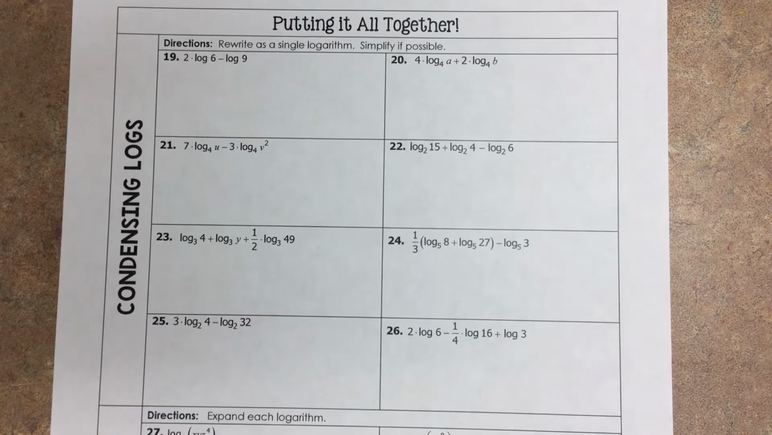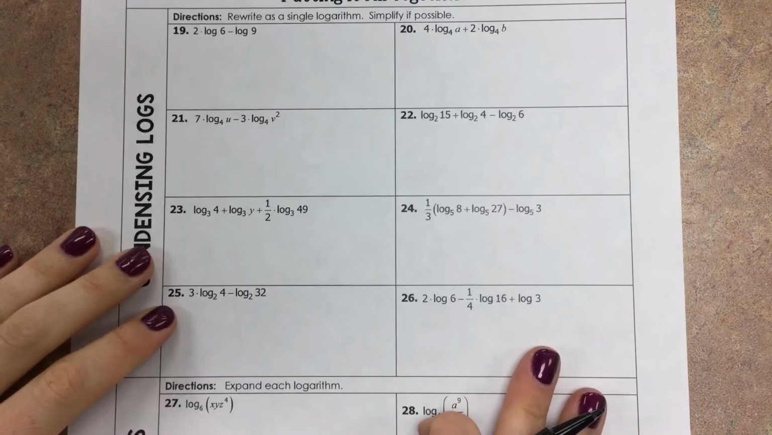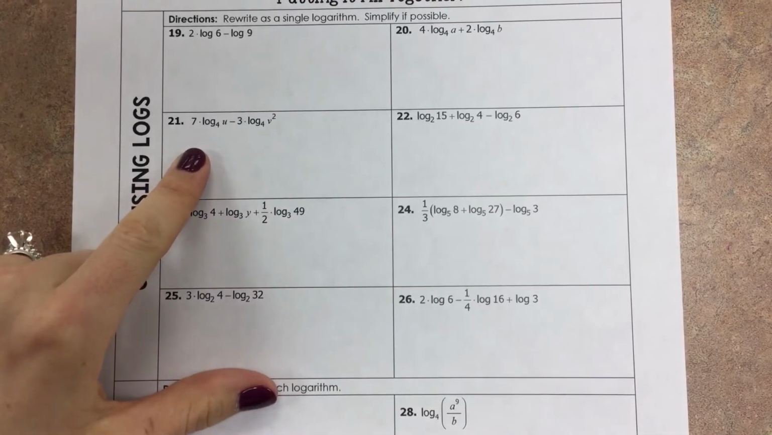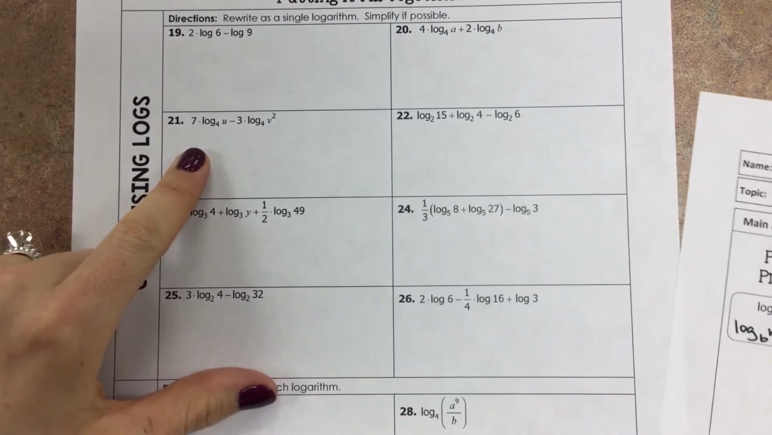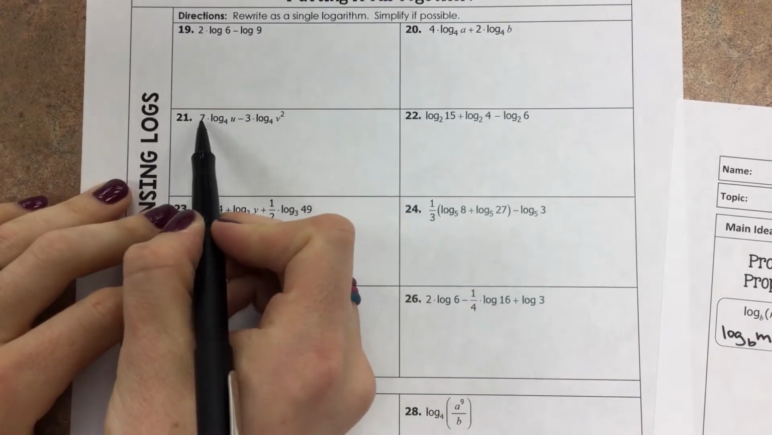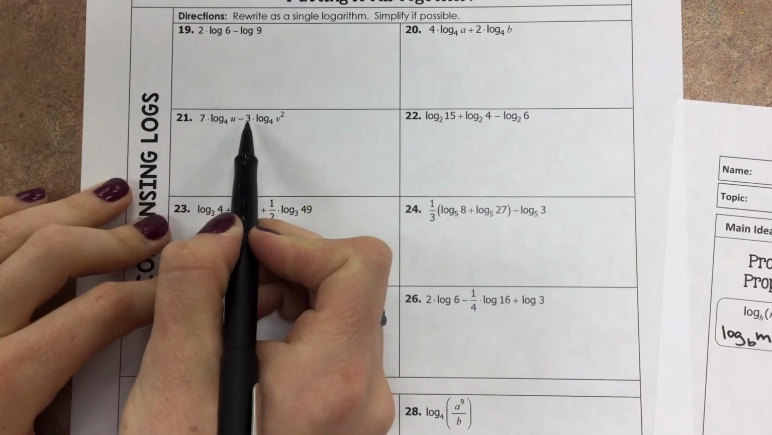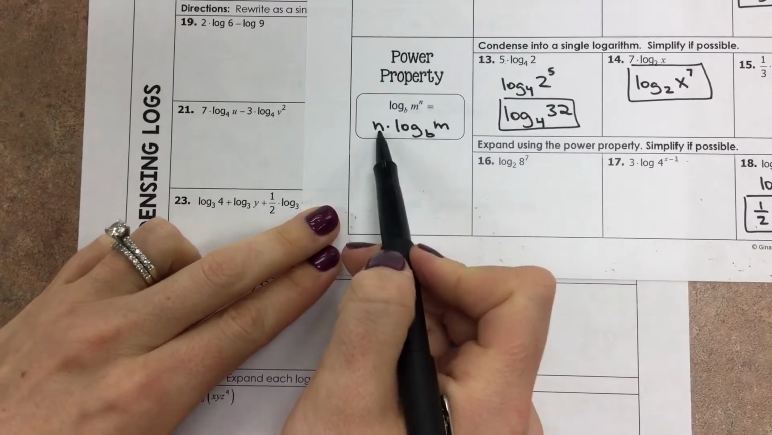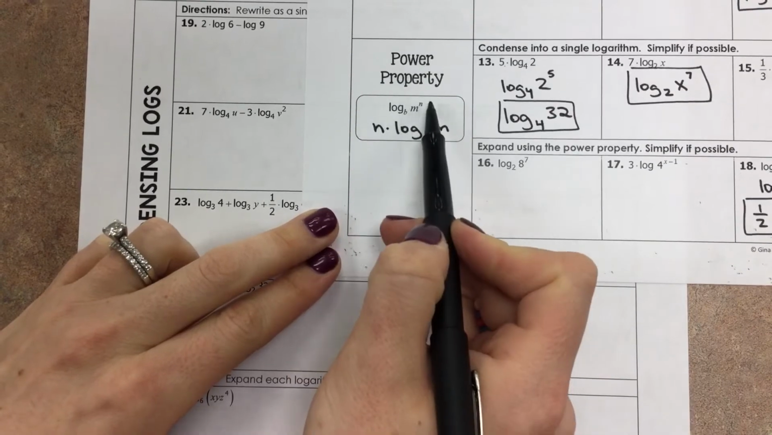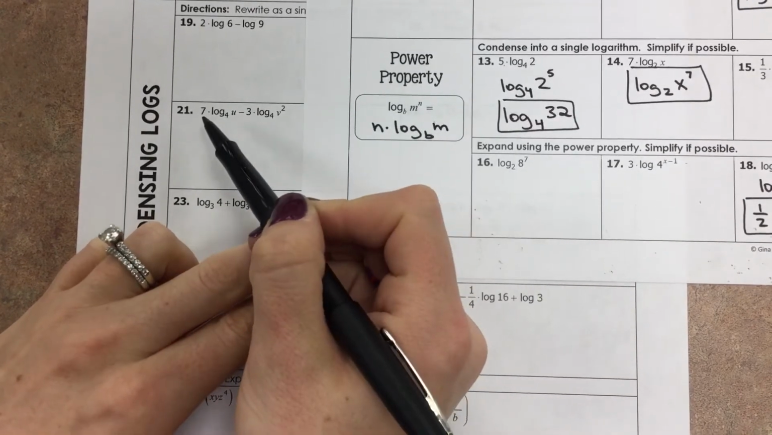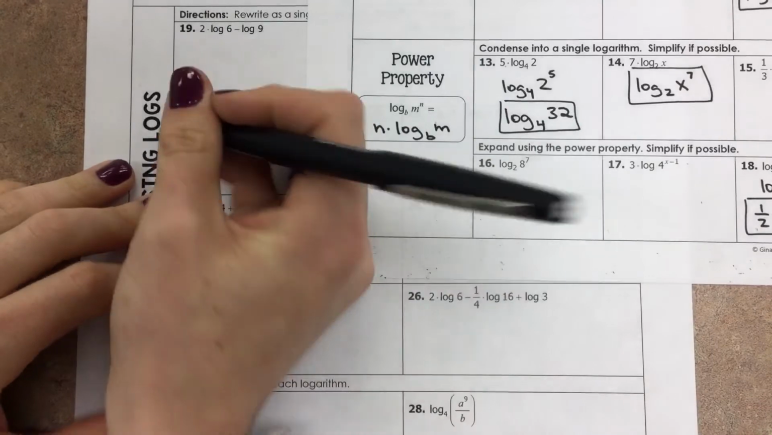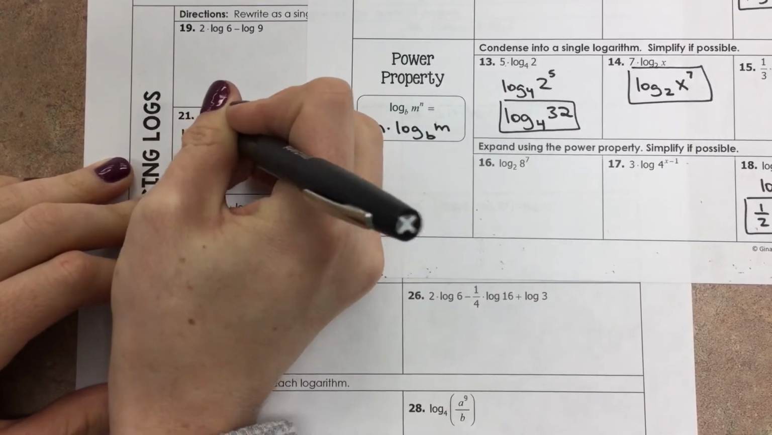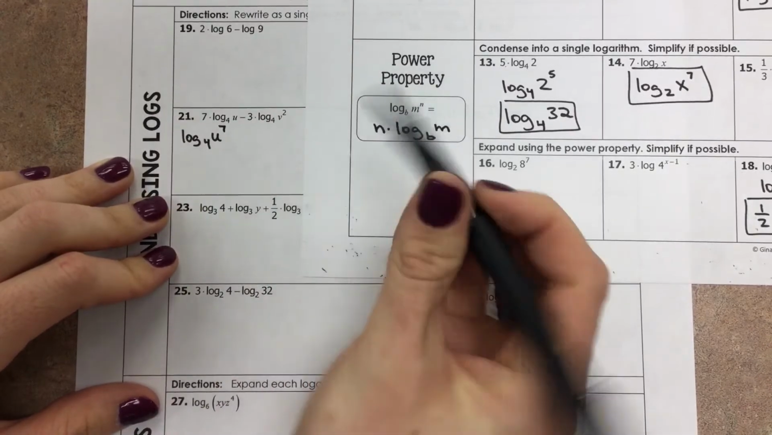So number 21, we are condensing into a single log. So we want to look for what properties we can use here. So the first thing I want you to see is anytime you have a value out front like this, that's always the first thing we're going to take care of. So we're in this spot right here. There's a number out front. We want it to look like this. So the 7 can move in as an exponent. So it becomes log base 4 of u to the 7th. So now it looks like this.